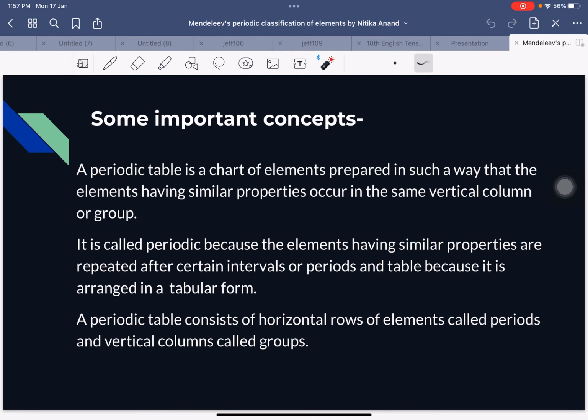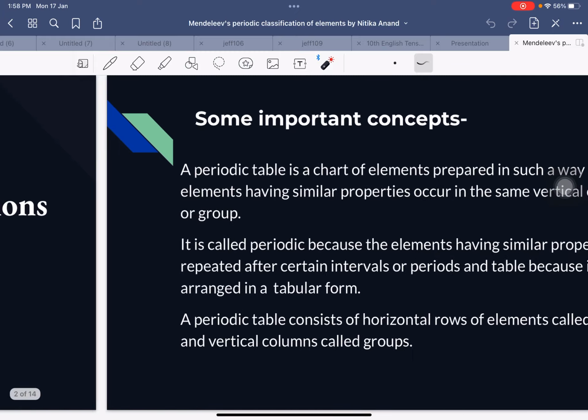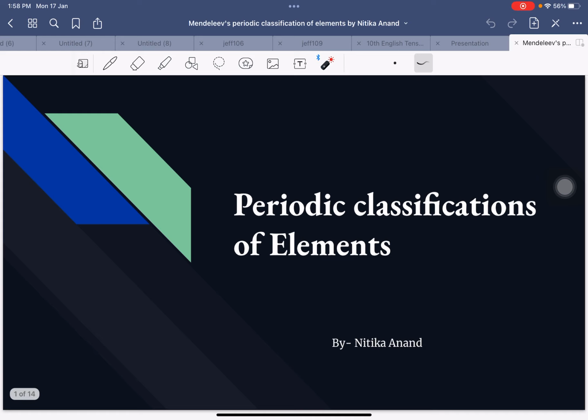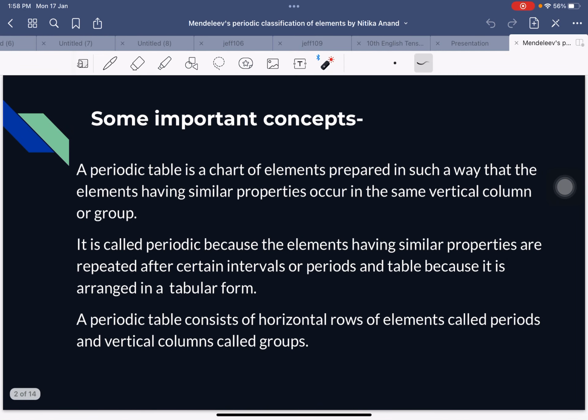Hi everyone. Today I'll be explaining the concept of Mendeleev's periodic table, which is a part of the chapter Periodic Classification of Elements, class 10th Chemistry. Before I start with the topic, I would like to introduce you to some important concepts. Now, here I'll be explaining what a periodic table is and why it is called a periodic table. Okay, let's get into it.